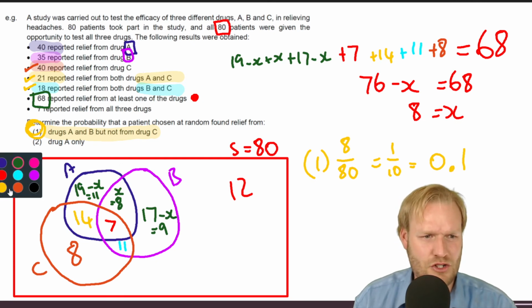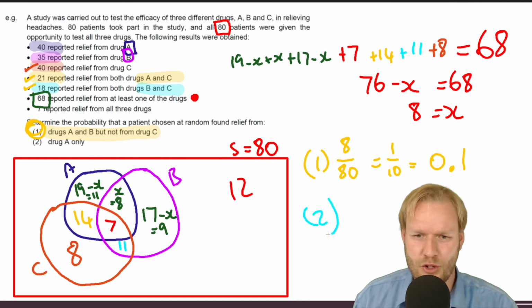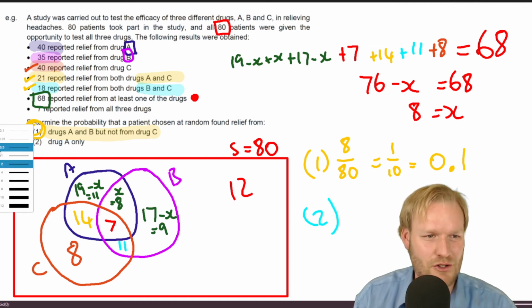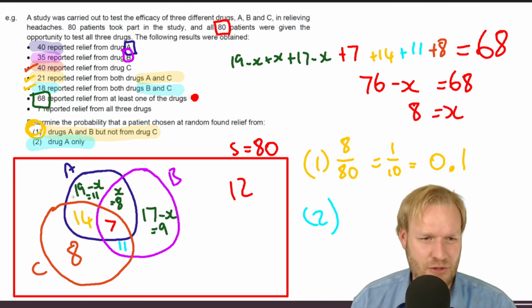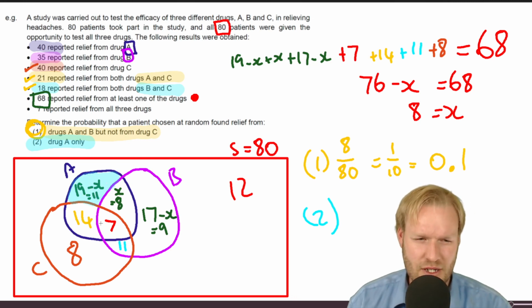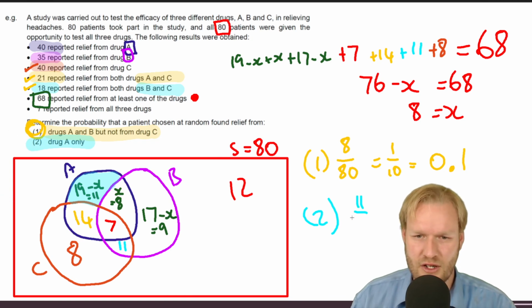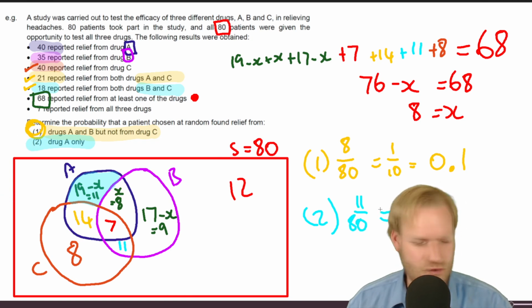Okay, part 2. Let's go blue for part 2. And let's see what we got here. So, this needs to be nice and big. Drug A only. So we're looking for this corner over here, but nowhere else. So just drug A, not B, not B and C, not B and A or anything, just there. So that's in that corner. So therefore, it's just those 11 that we've got there. So 11 over 80.